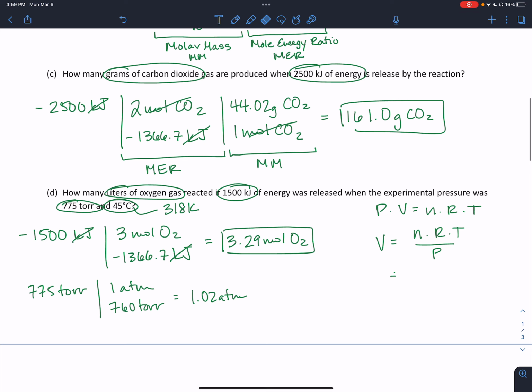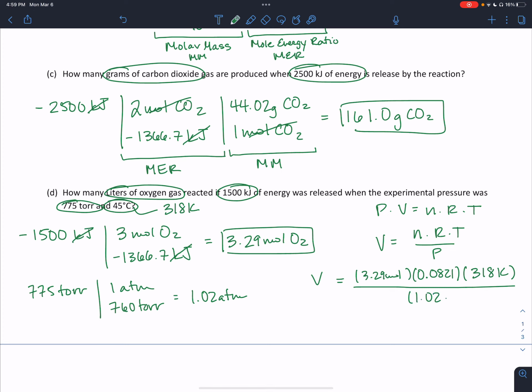I'm going to slide this over just a little bit to give myself a little more room. So I plug in n, 3.29 moles. I plug in R, 0.0821. I'm not going to put the unit in because of space, but you should be consistent. 318 for Kelvin, and then 1.02 atmospheres for our pressure. Plug everything in, and we find that if we're producing 1,500 kilojoules of energy, then we are using 84.2 liters worth of O2 gas.